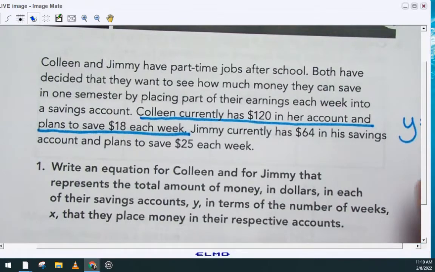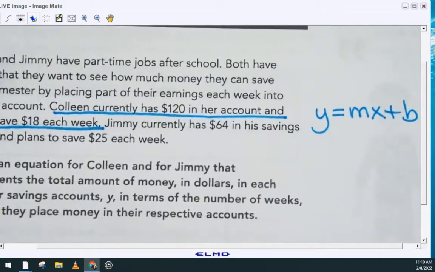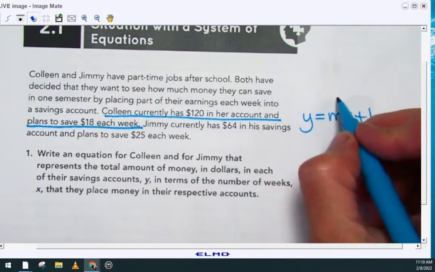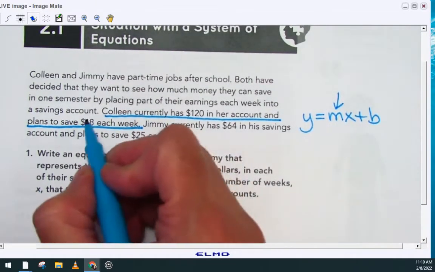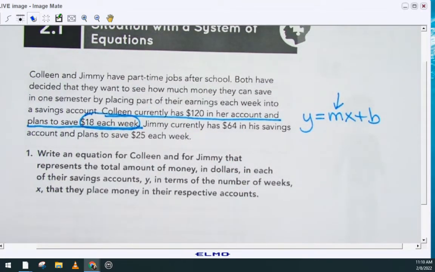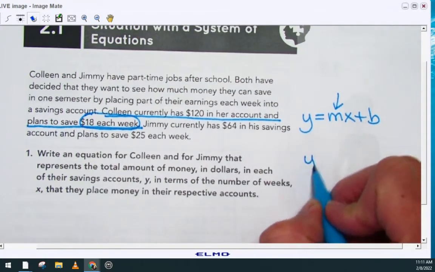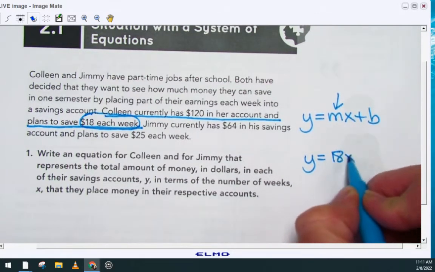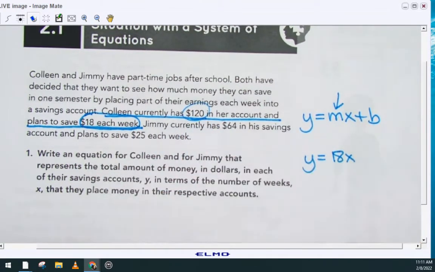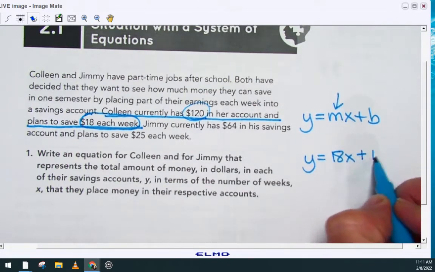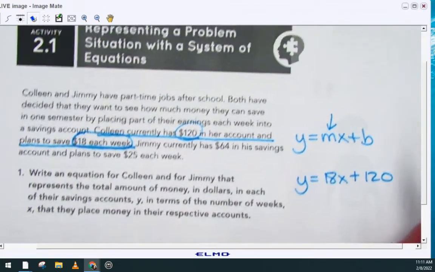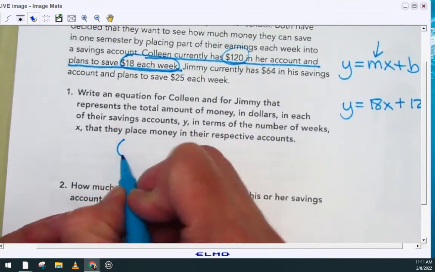we're going to be putting it into an equation that looks like that. So remember, this is a rate. This right here is the rate by which something is going up. So for Colleen, her rate is 18 per week. And then she's going to put down where she started at. That's what the y-intercept is, 120. Oh, we forgot to define our variables. I apologize for that. Oh, it says it right here.